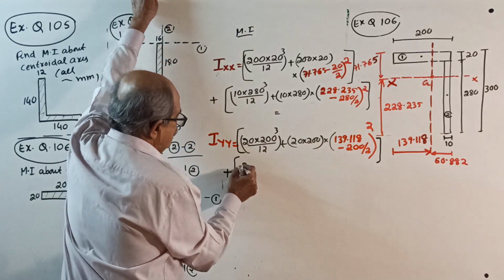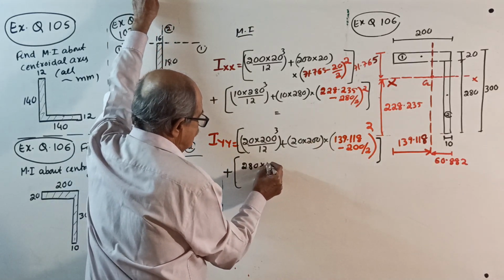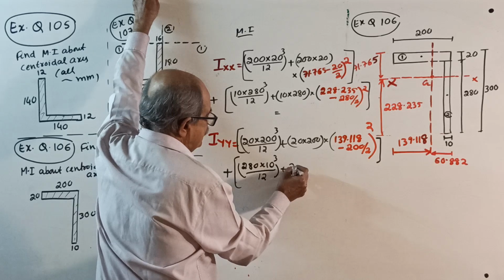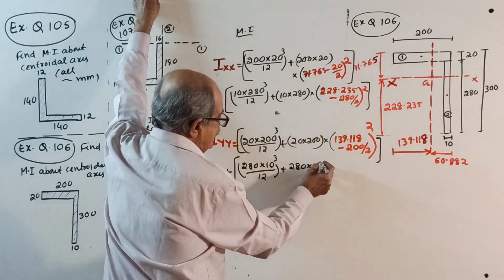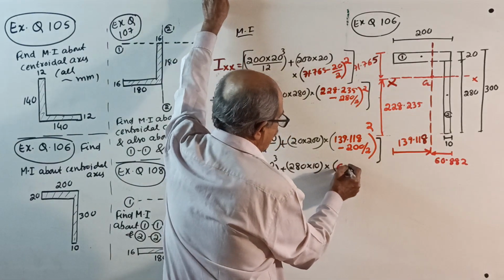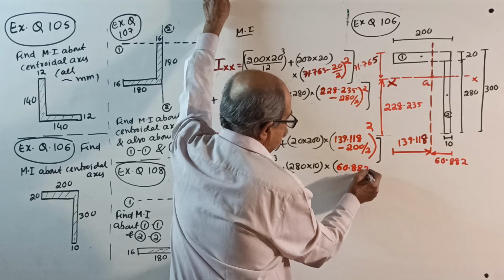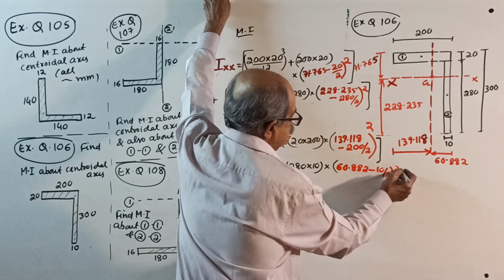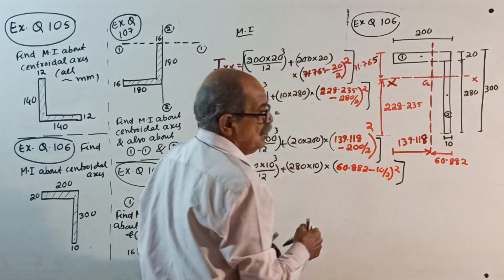Iyy is 280 into 10 cube by 12, plus 280 into 10, which is the area, into 60.882 minus 10 by 2 whole square. This is I about Yy.